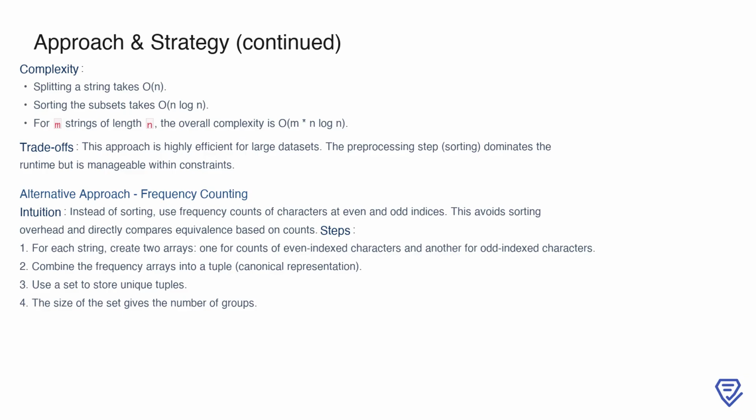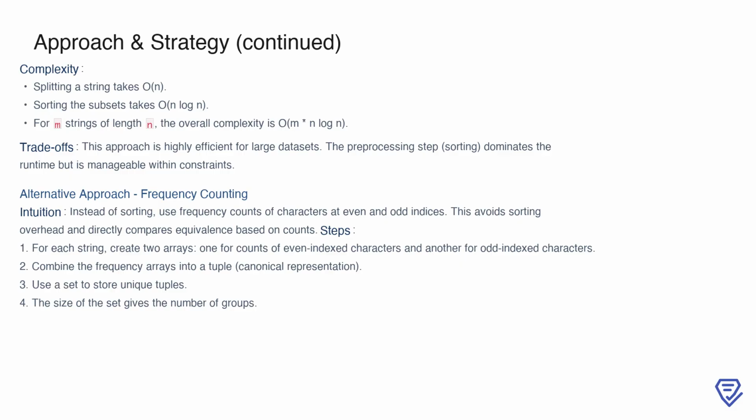Analyzing the complexity of this optimized approach, splitting a string into even and odd indexed characters takes linear time, or O(n). Sorting the two subsets introduces an O(n log n) complexity per string because of the sorting step. When we account for m strings of length n, the overall time complexity becomes O(m*n log n). This is significantly more efficient than the brute force approach, especially for larger datasets. The trade-offs here are minimal. While sorting dominates the runtime, the pre-processing step is still manageable within the given constraints.